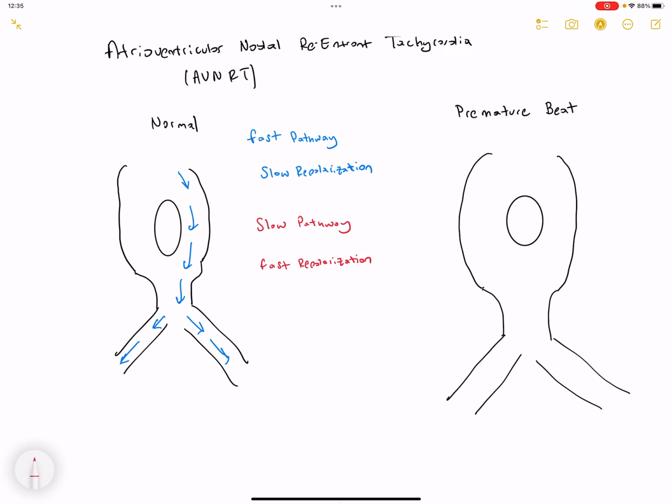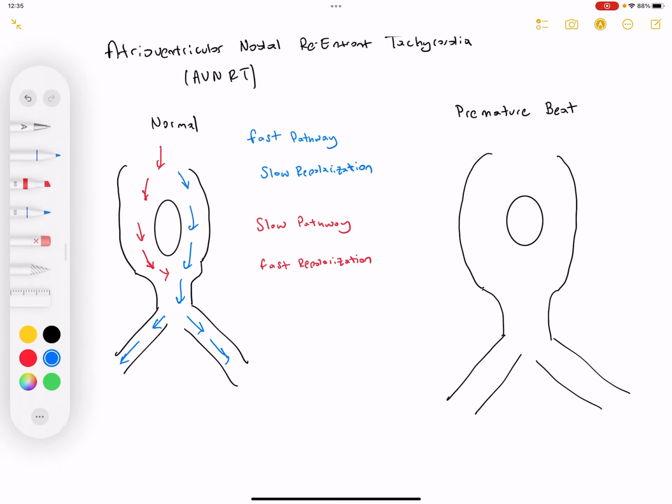And so when we see a signal coming down from the SA node, the slow pathway can also be stimulated like this. But remember, the fast pathway has sent that signal, and then it's going to be repolarizing, and during repolarizing, it's not going to be able to be stimulated again. So the slow pathway is going to encounter the fast pathway at such a time in which it's repolarizing, and so it's not going to be regenerated to send another signal.